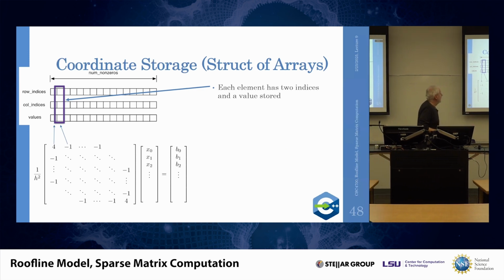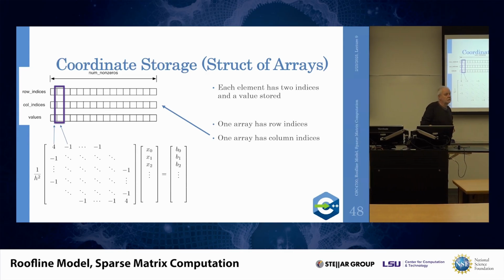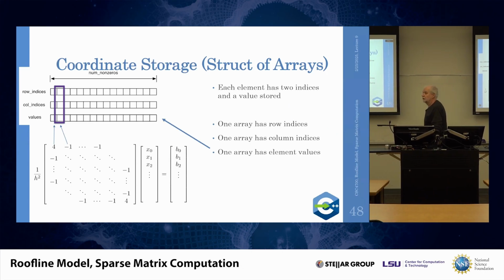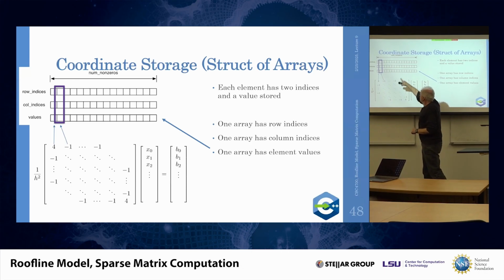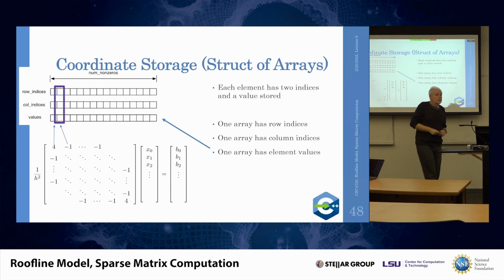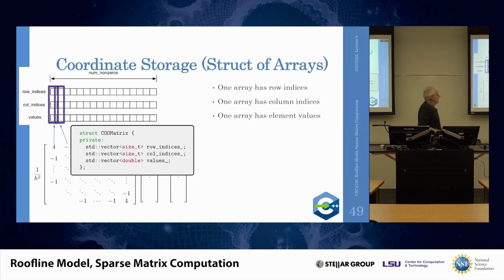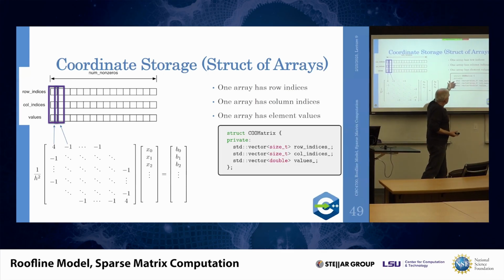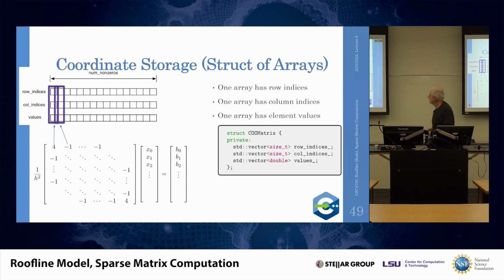Still the same thing. The difference is that one array has the row indices, the second array has the column indices, and the third array has the element values. And the values that sit at the same index in those arrays belong together. And that means that our COO matrix representation now looks like this. We have 3 vectors, one for the row indices, one for the column indices, and one for the values themselves.